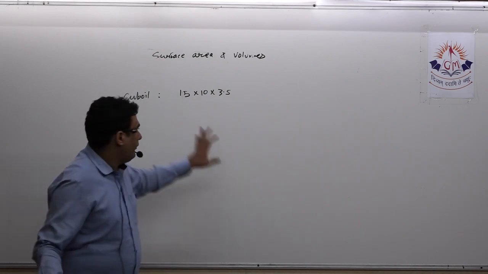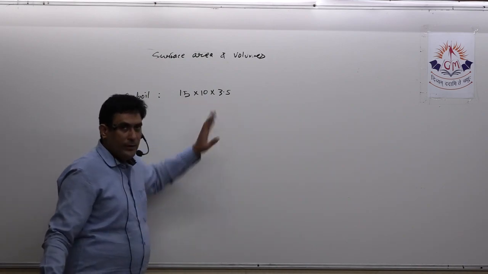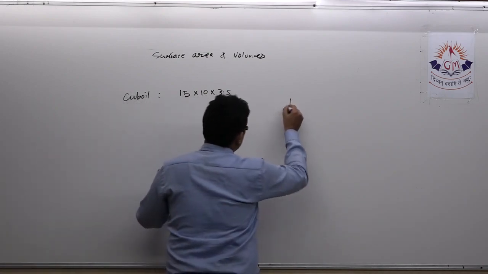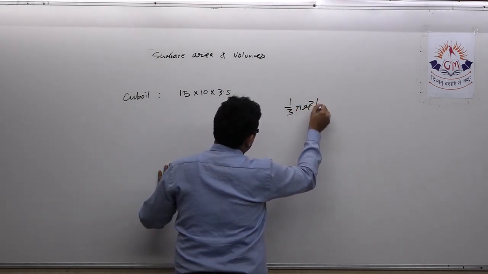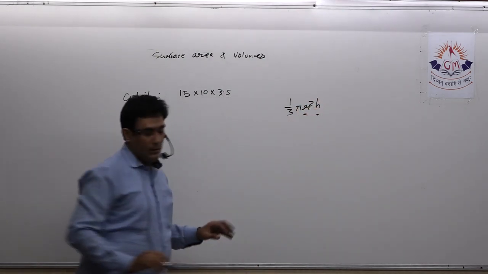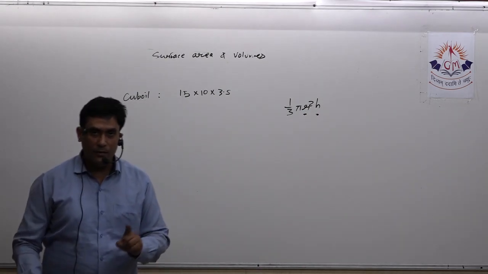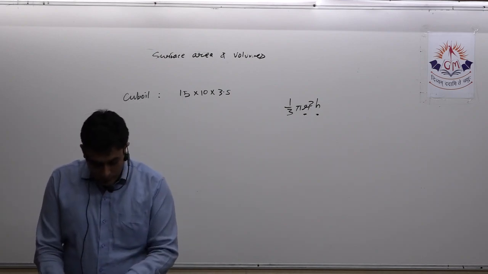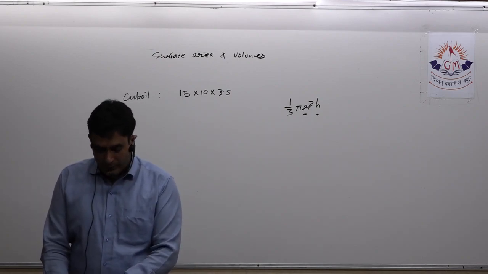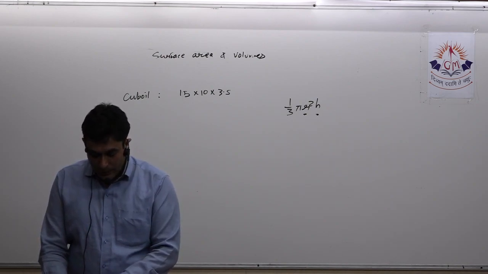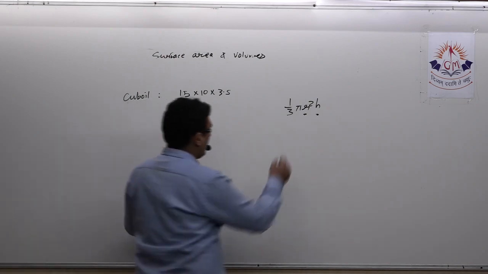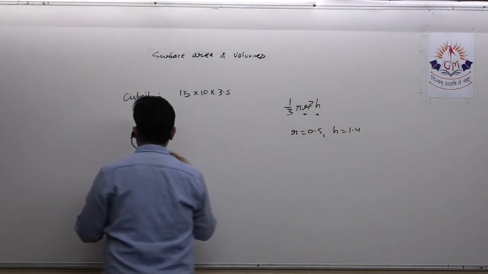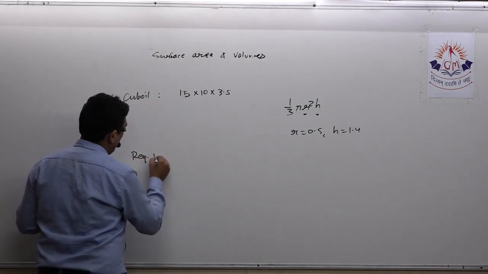Now volume of cuboid is very easy, L into B into H. Now what about the volume of a cone? For that we need the formula, and to get the volume we need radius and height. We have to check whether the radius and height of that cone are given, and whether they are given in centimeter. The radius of each depression is 0.5 and the depth is 1.4. So r is 0.5, h is 1.4.